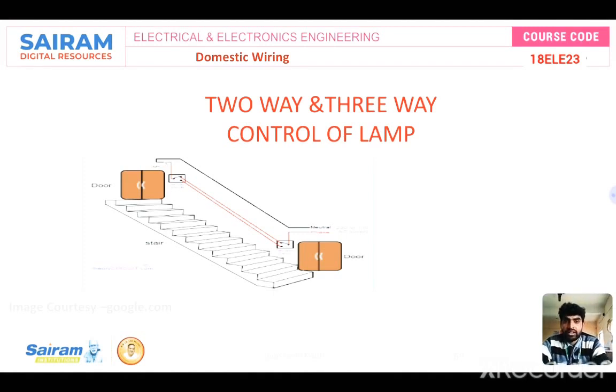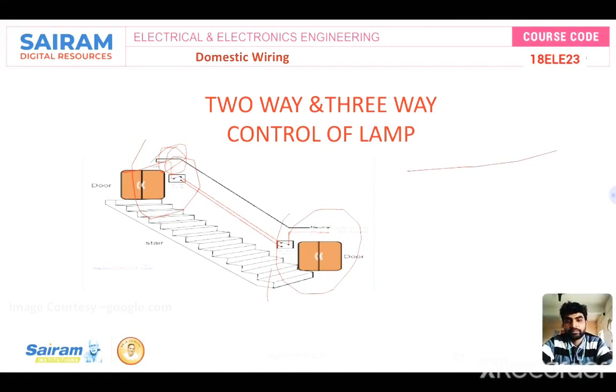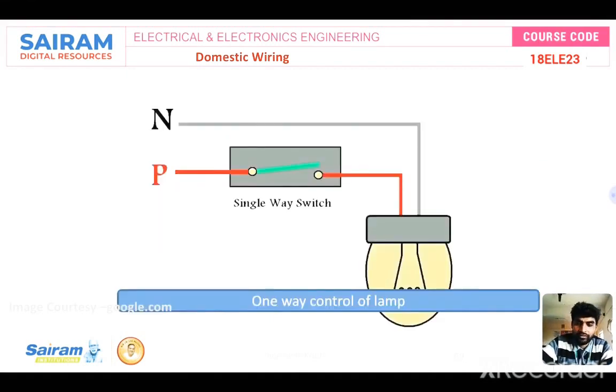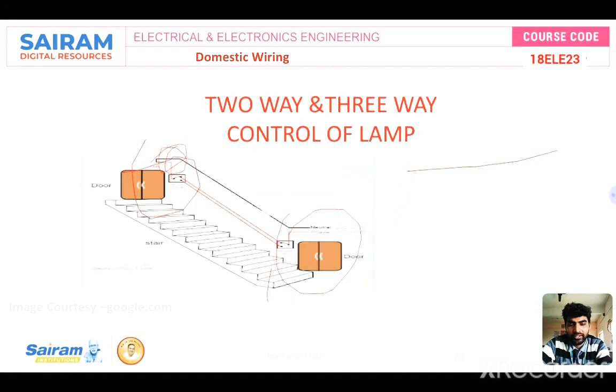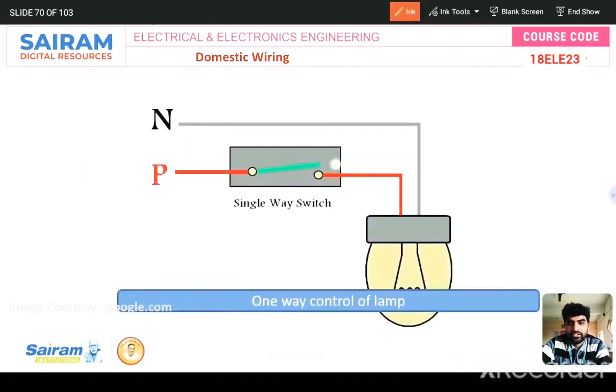See the diagram here: there is a lamp present, this is the lamp, with one switch here and another switch here. We can control the lamp from either, right? That is two-way control of a lamp. And one-way control of a lamp is also there in our home, the switch on-off. Only one switch is present, and we can control the lamp on or off. That's why it is called one-way control of a lamp.